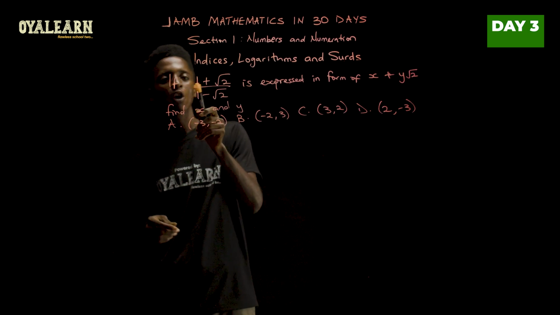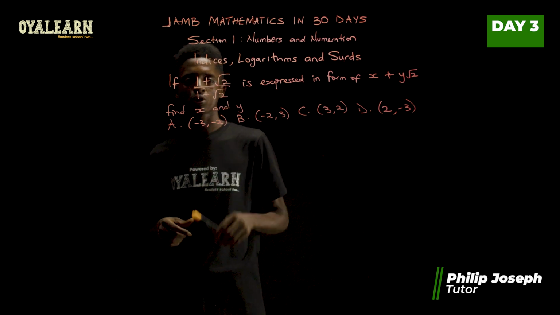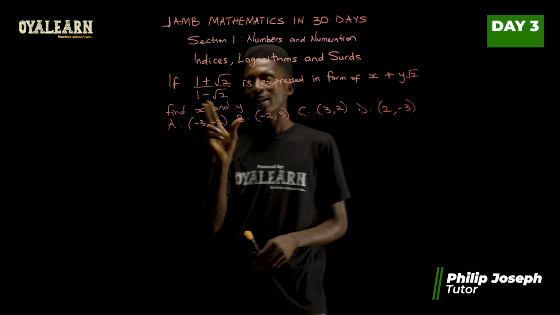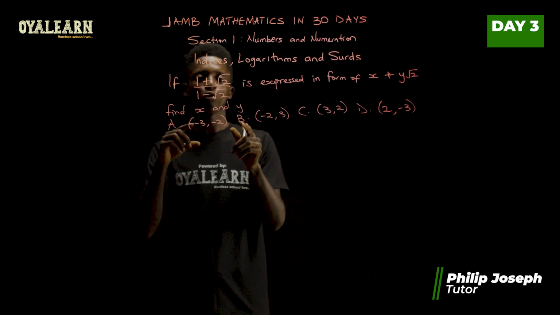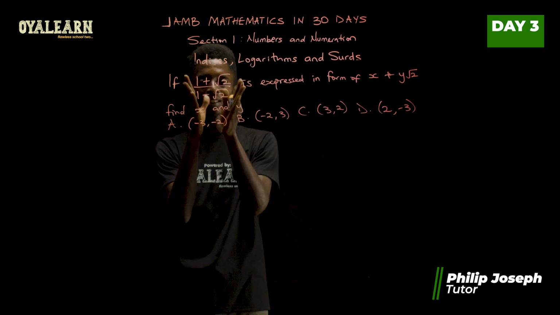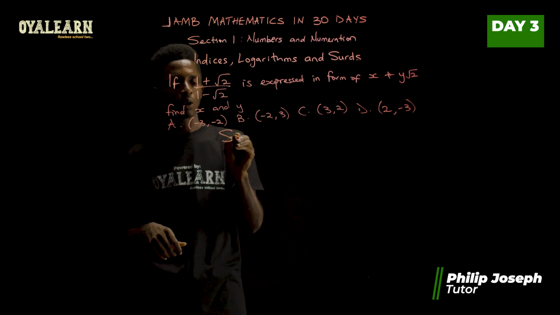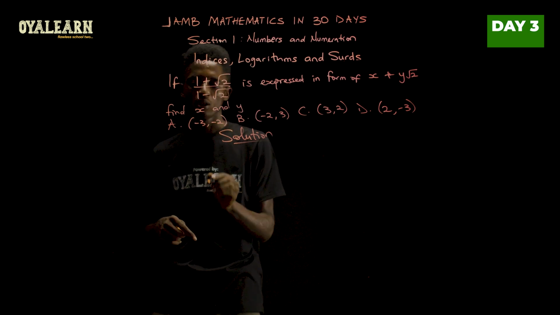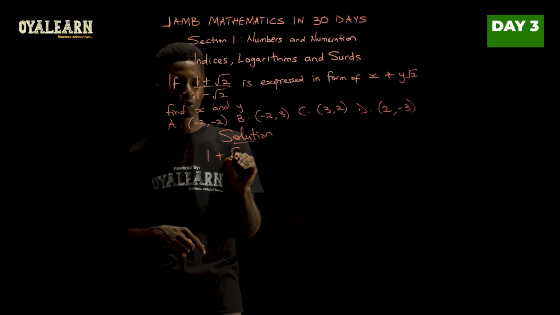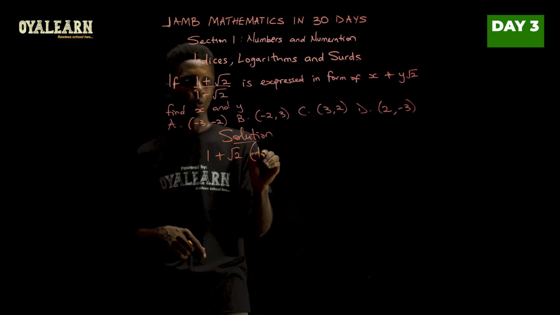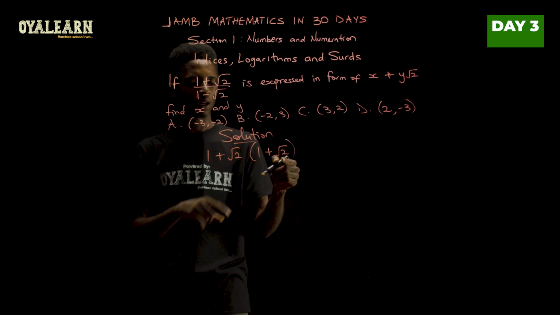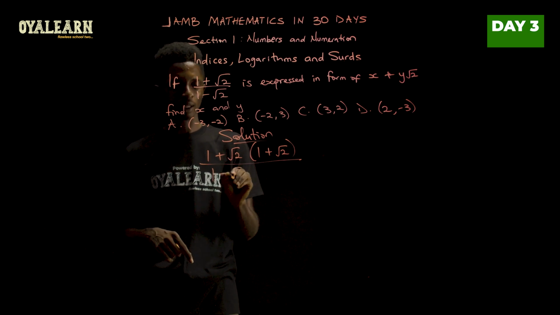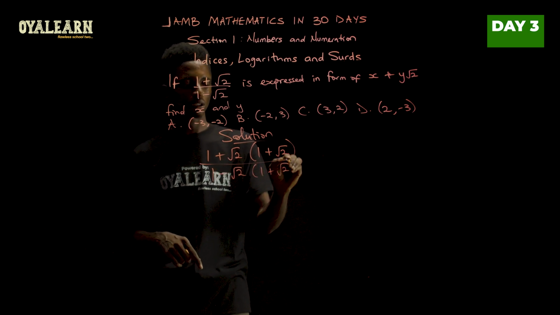This question says if 1 plus surd 2 all divided by 1 minus surd 2 is expressed in the form of x plus y surd 2, find x and y. So basically what we have to do is to rationalize this surd. And to do that, we're going to multiply the numerator and denominator by the conjugate surd of the denominator. So that is, we'll have 1 plus surd 2 multiplied by 1 plus surd 2. Now, this is the conjugate surd of this denominator. So we do the same thing to the denominator: 1 minus surd 2 into 1 plus surd 2.